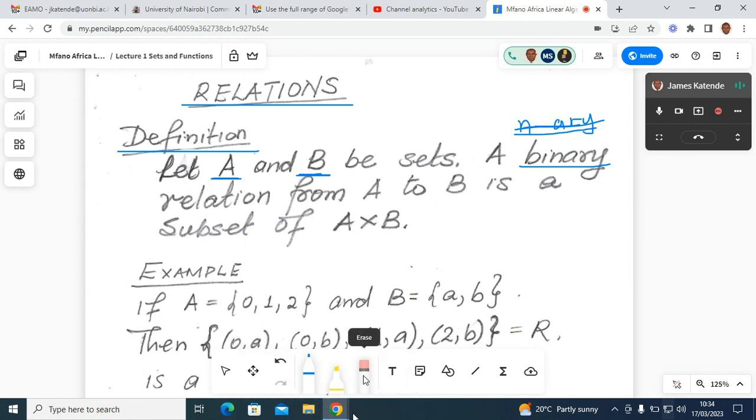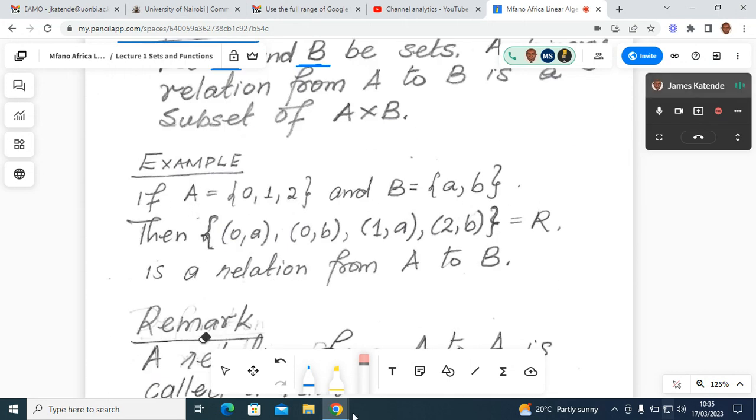So a binary relation from the set A to the set B is simply a subset of A cross B. Here we don't care how they are paired, as long as it's a subset of the Cartesian product of the two sets, then that's a relation.